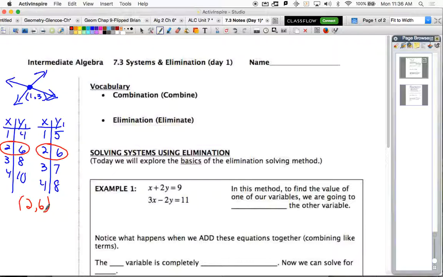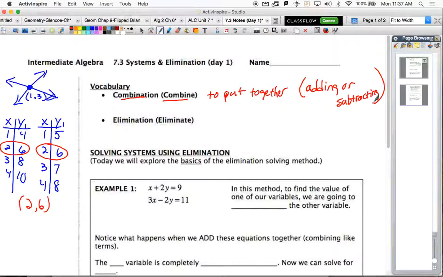So instead of substituting one into another, we're going to combine them together. Combining means to put together, so write that down. And when we combine like terms, for instance, when we're going through and solving, we're generally adding the equations together, but in fact we can also subtract the two equations. When we are using the elimination method, we can combine by either adding or subtracting.